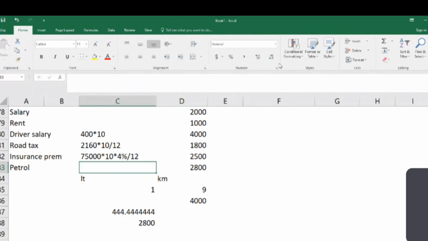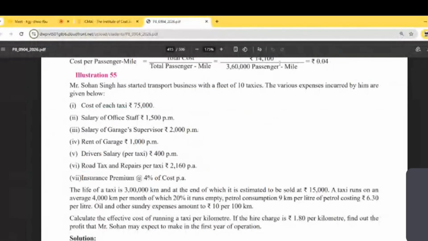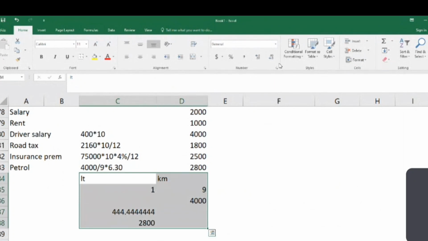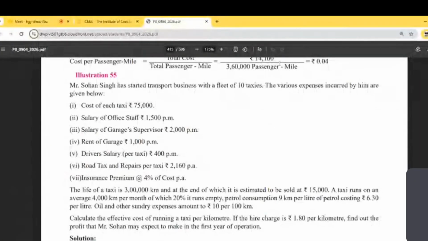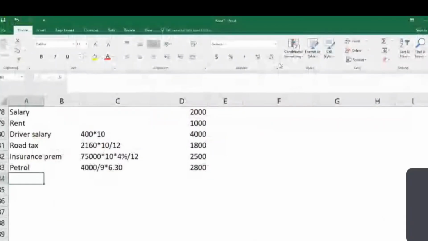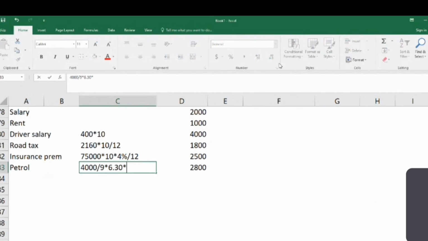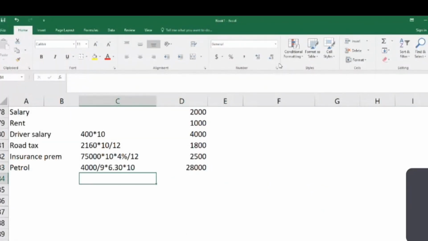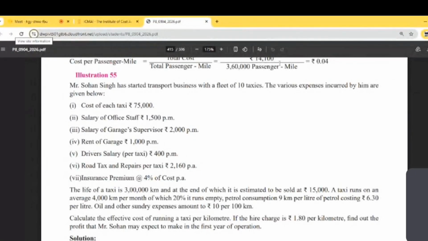So your cost per month comes to 2,800. How are you receiving this one? 4,000 divided by 9 into 6.30. You'll be receiving 2,800 rupees per month. Wait a minute, is it 2,800 into the number of taxis? The number of taxis is 10. So you'll be getting 28,000 for petrol.